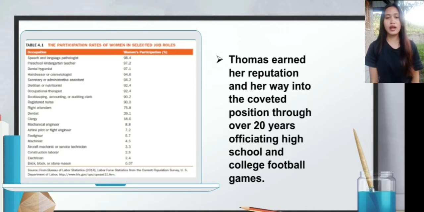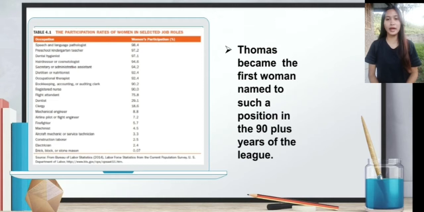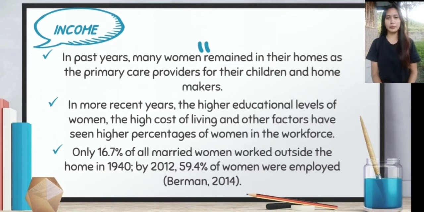In 2015, however, Thomas was selected as the first National Football League, or NFL, full-time official. Thomas earned her reputation and her way into the coveted position through over 20 years of officiating high school and college football games. Some consider attaining that profession even more difficult than becoming a player. NFL officials must pass extensive physical and psychological testing and must grasp what is considered the most challenging rule book in all major sports. Thomas became the first woman named to such a position in the 90-plus years of the league.